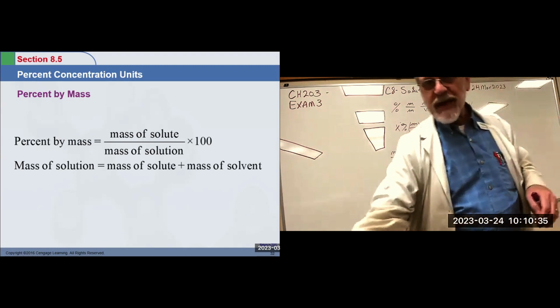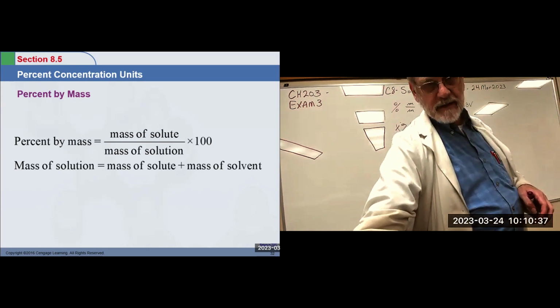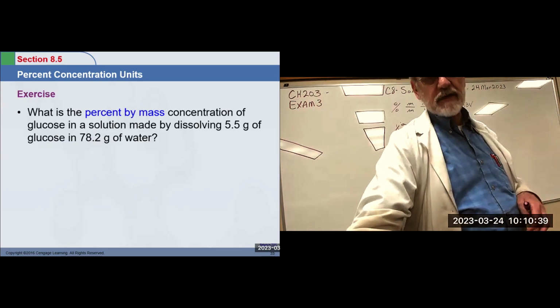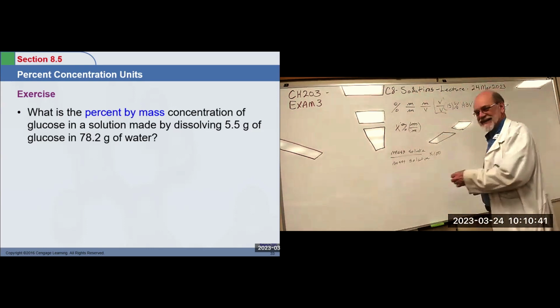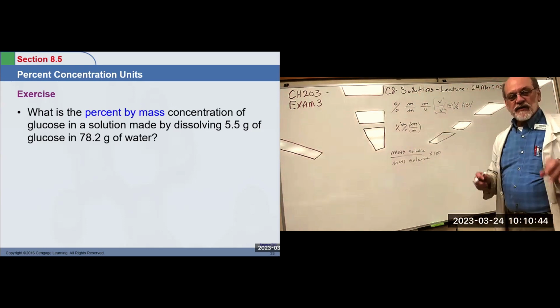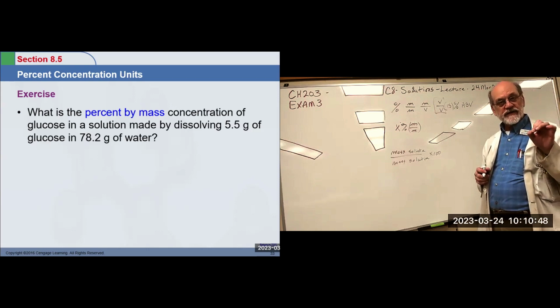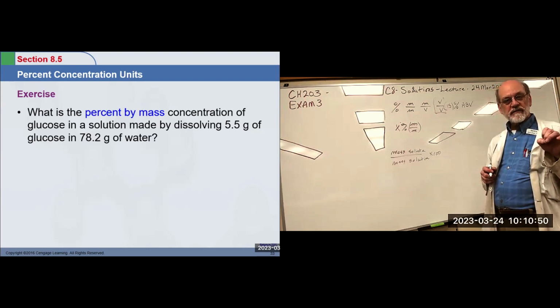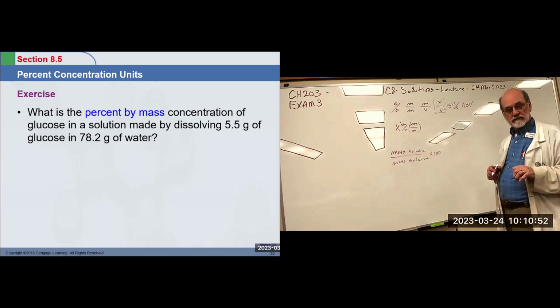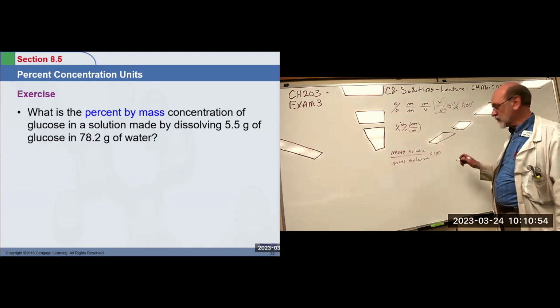We'll look at some examples here in a minute, and the use of it will become clearer. In fact, we're going to do one right now. Calculate the percent by mass if you have put glucose as the solute in a solution of water. You have 5.5 grams of glucose.